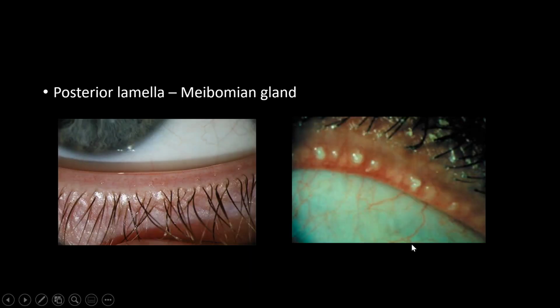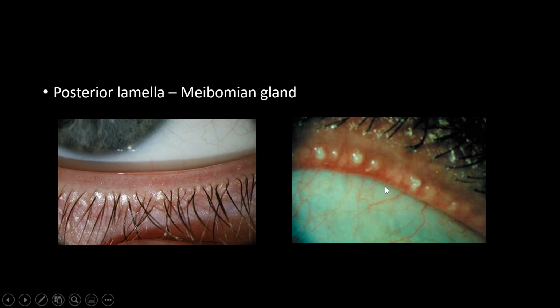Now they can be misdirectional, they may rub on the cornea and they lead to ocular irritation and watering and things like that. Then in the posterior lamella, I told you that you'll be able to see fine openings, which are the meibomian gland openings. Can anyone tell me where the meibomian glands are located in the eye? Which structure or layer of the eye houses the meibomian glands? Yes, correct. They're in the tarsal plate.